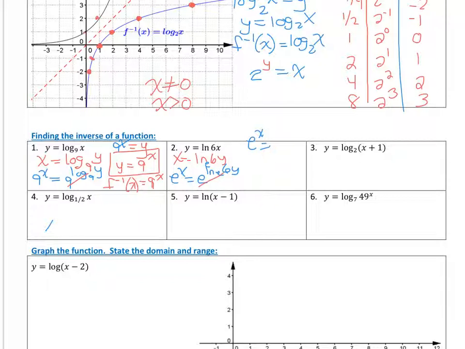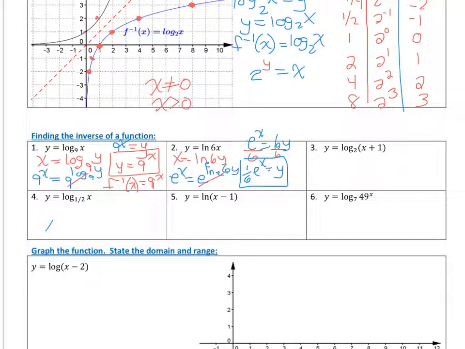So I have just 6y over here. Solve for y, divide both sides by 6. And I have y equals, and I'm just going to rewrite it, 1/6 times e to the x. So this would be my inverse function, and I could write that in function notation if I wanted to.